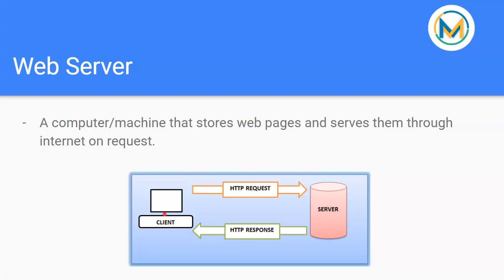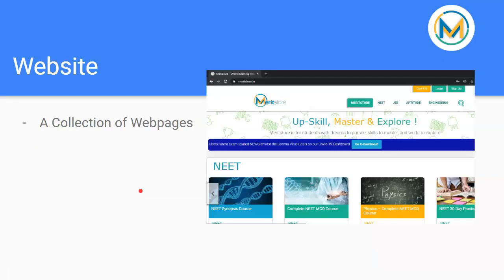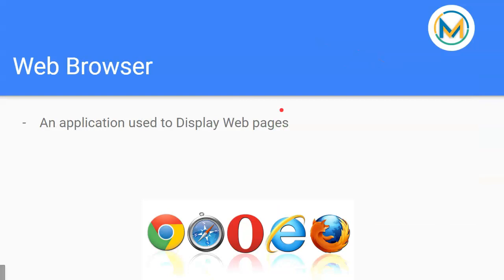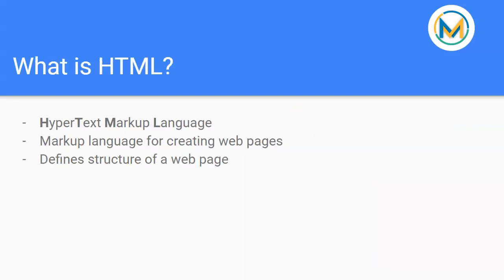So for example, you're searching something on Google. Suppose you type www.google.com. So that is a HTTP request that your web browser sends to the server. The server, Google's server, then responds you with a HTML page. And then your browser receives that HTML. Then your web browser will convert it into a website, into a web page. It will display you a web page like this. So that is the whole idea behind client and server. So web server is a computer or machine that stores web pages and serves them through internet on request.